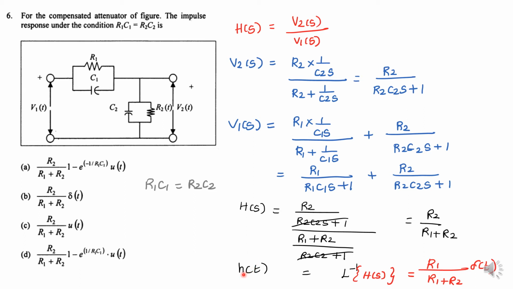Next I am going to find out H of t. H of t is Laplace inverse of H of S. So what is Laplace inverse of H of S? R1 by R1 plus R2, Laplace inverse of 1, that is delta of t. So the answer, option B, is the correct answer.